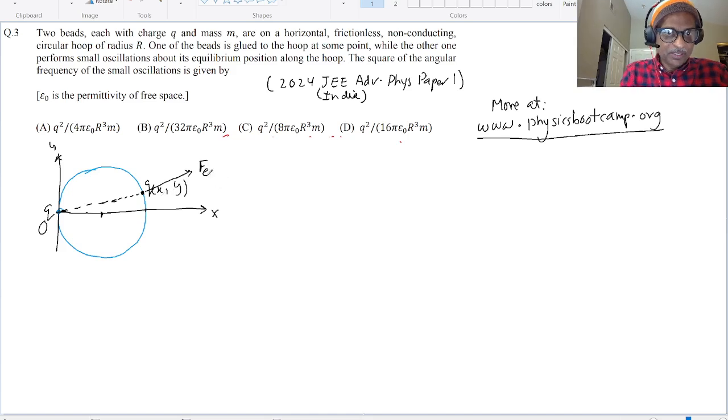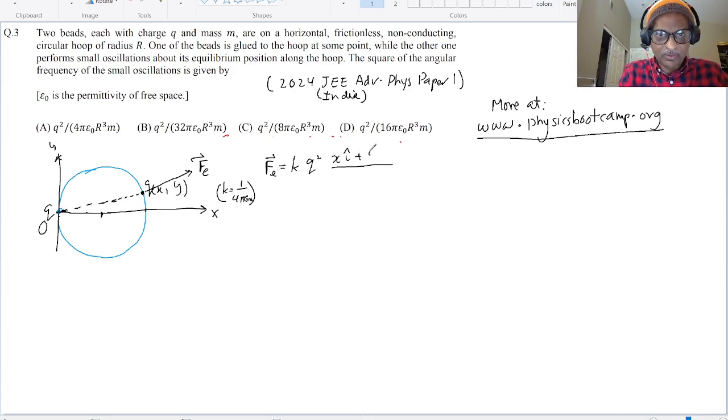With this origin, the electric field is pointed that way, and so you can write down the electric field as some k, where k is 1 over 4 pi epsilon naught, times q square, and then you are going to have a direction vector, which is in this direction, so it's going to be x i hat plus y j hat, and then the distance to the power 3/2, so you're going to have x square plus y square to the 3/2.